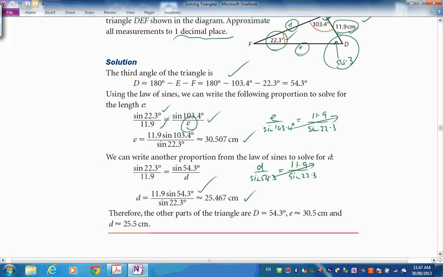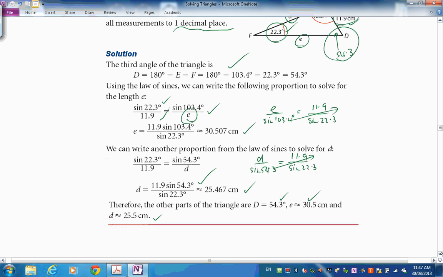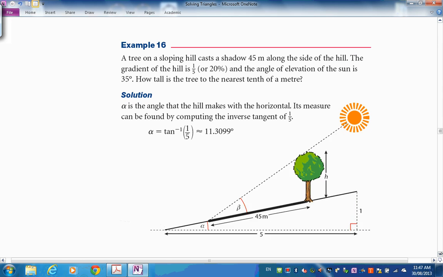So the other parts of the triangle, rounding them off finally, only in the last part, in case we wanted to use the previous value in a further calculation. Don't truncate it and then add to the errors there. So this is a powerful one, isn't it? Let's go on. Have a look at another example.